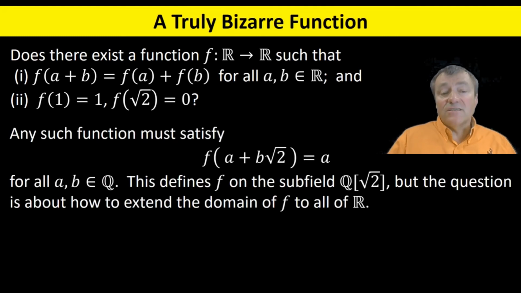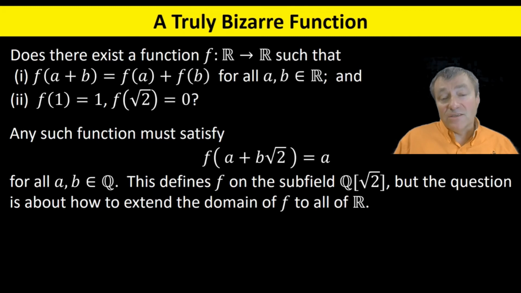Also, it's easy to find a function defined not on all the reals, but just on the subfield Q of root 2, the subfield I mentioned in my first video. So Q of root 2 is all the numbers of the form rational plus rational times root 2. Because there you could say f of a plus b root 2 is a for any rational numbers a and b. So this will define the function on a subfield. Now the question is how to extend this to all of the reals.